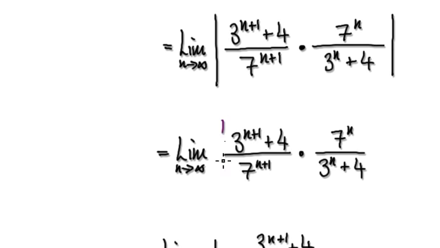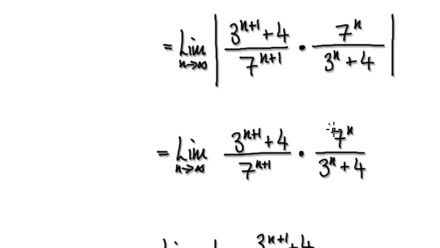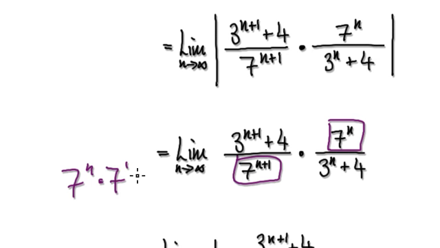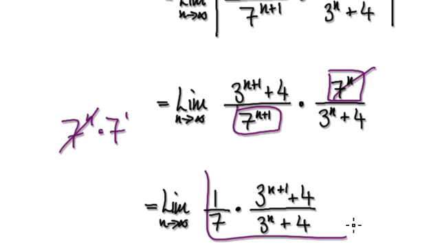Now it's just a matter of tidying this thing up. To tidy this up, look at 7 to the power of n. That's the same as, well, if you visualize this as 7 to the power of n times 7 to the power of 1, this n will cancel out with this n here. So that will then give you this.